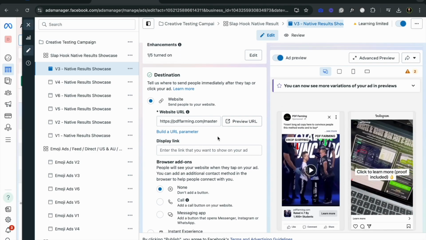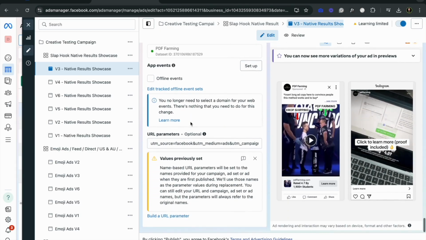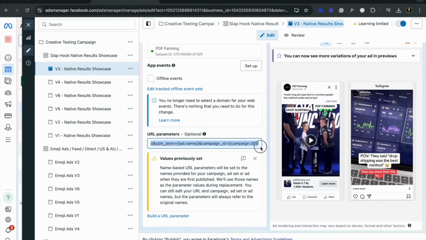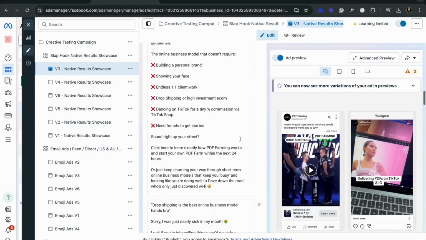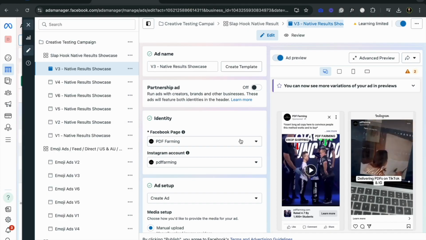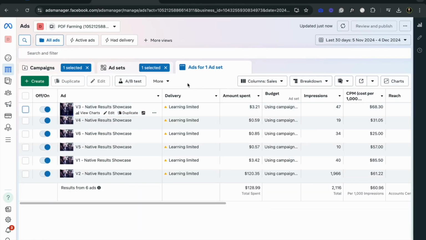The website URL goes to your sales page or advertorial page, and just make sure you've got the right data set selected there. And the UTM parameters, if you're using them, again, I'll give you that inside the Scaling Arena, but most of you probably won't use that. But yeah, I always use UTM parameters for tracking. Just helps with our tracking software. So that is the creative testing campaign.